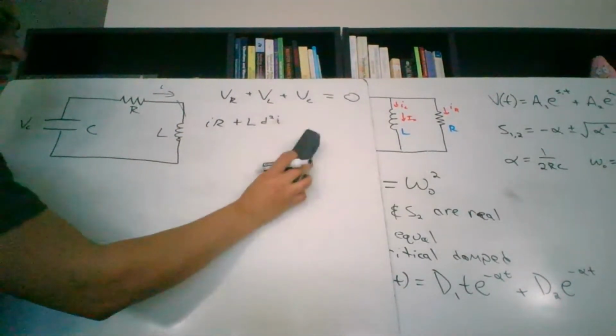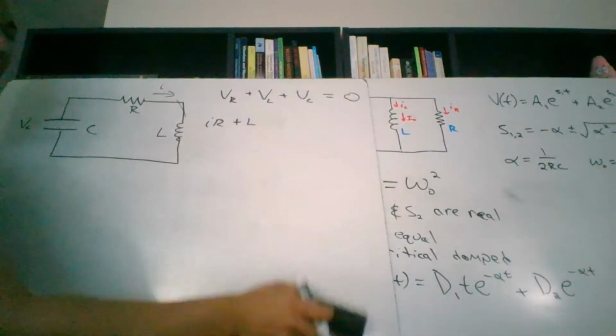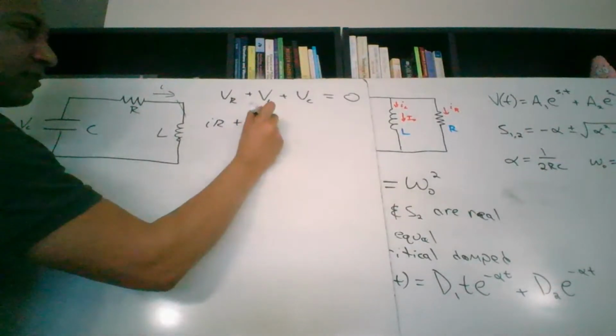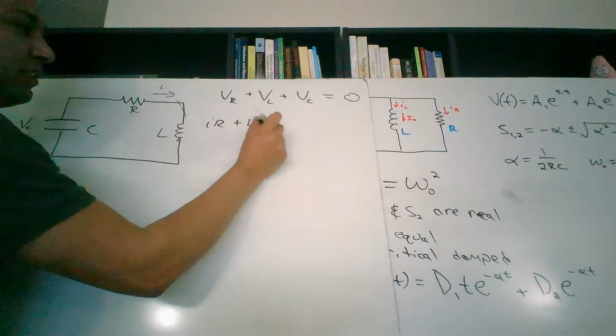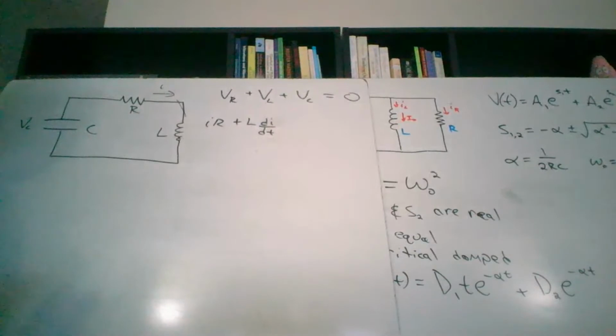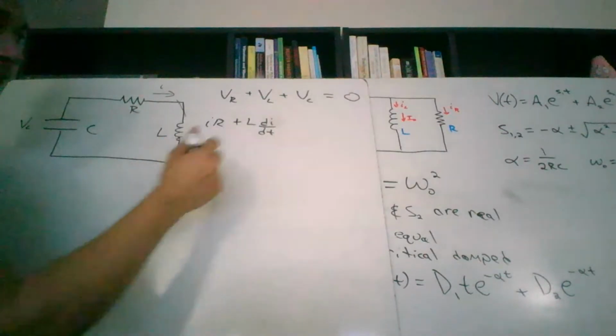No, not the second derivative. It's the second derivative of charge. Well, let's write it in terms of I, so it'll be di over dt. There we go. And then lastly, we have the voltage of a capacitor, which I had shown you before.